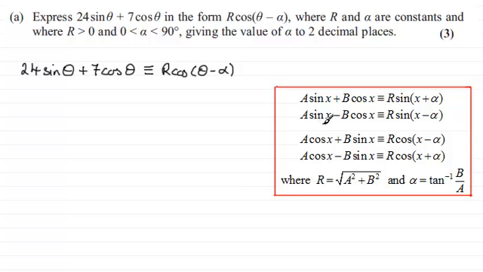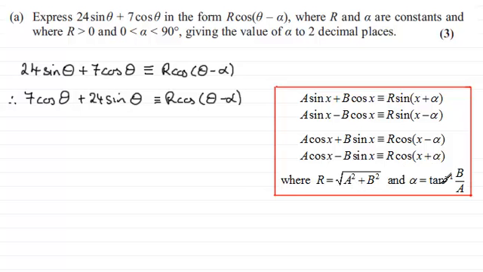And this is the twist that you've got to be careful with here. You'll notice that we've got R cos here, and our first term is a sine term. So what we've got to do is first of all switch this round. So I'm going to say that 7 cos theta plus 24 sine theta is identical then to R cos(theta minus alpha).